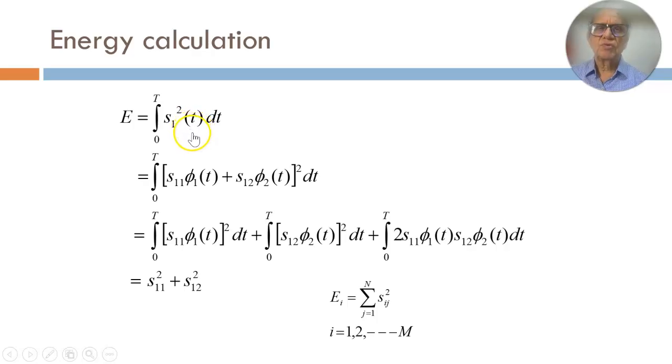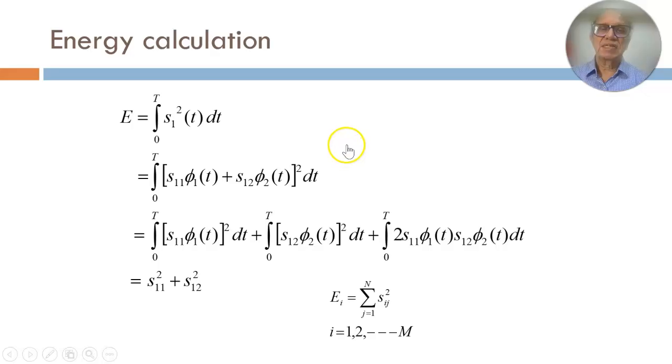What we want to do is a little derivation which will tell us an alternative way of calculating the energy in terms of coefficients. So let us substitute for S1(t), so that is integral of S11 phi 1(t) plus S12 phi 2(t) whole squared dt. You expand this and it's easy to see, this can be verified by the students, that this turns out to be S11 squared plus S12 squared.